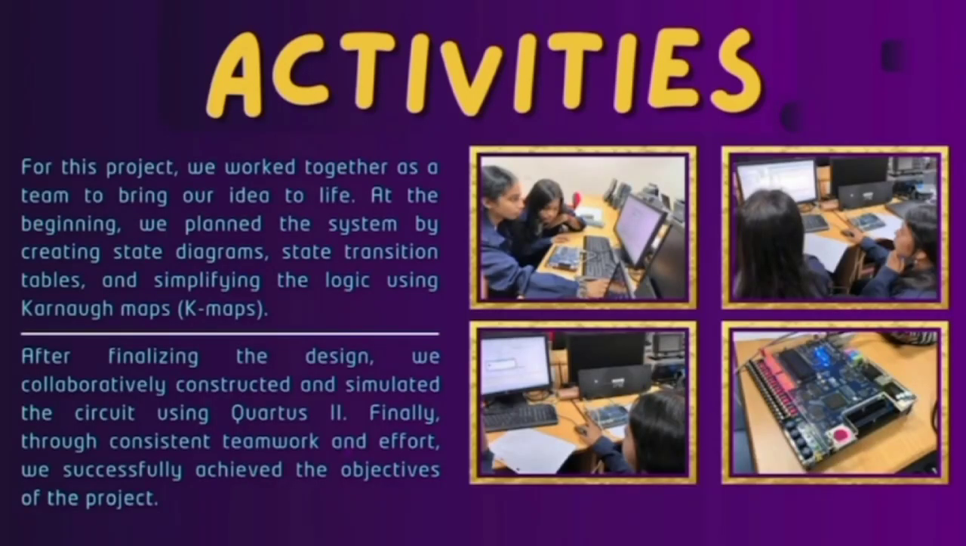Good morning, I'm Kashwini, daughter of Shattiaseelan. For this project, we worked together as a team to bring our idea to life. At the beginning, we planned the system by creating state diagrams, state transition tables, and simplifying the logic using Karnaugh maps, which is K-maps. After finalizing the design, we collaboratively constructed and simulated the circuit using Quartus II. Finally, through consistent teamwork and effort, we successfully achieved the objectives of the project.